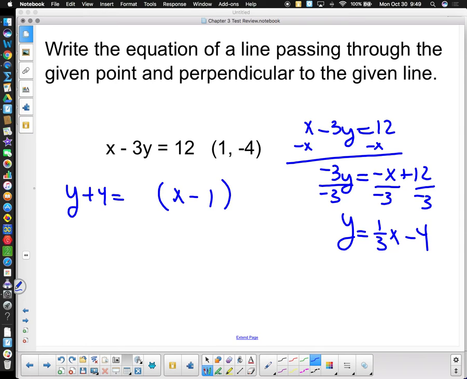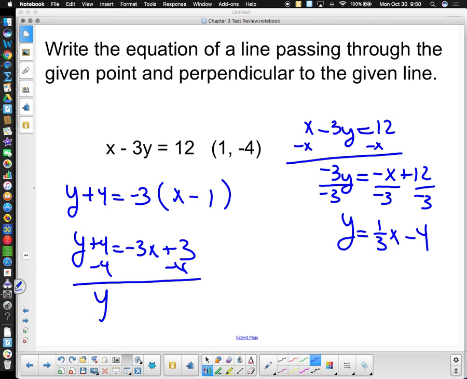So the slope of this line has to be negative 3. Yep. So y plus 4 is negative 3x plus 3. Subtract the 4. y equals negative 3x minus 1. There we are.